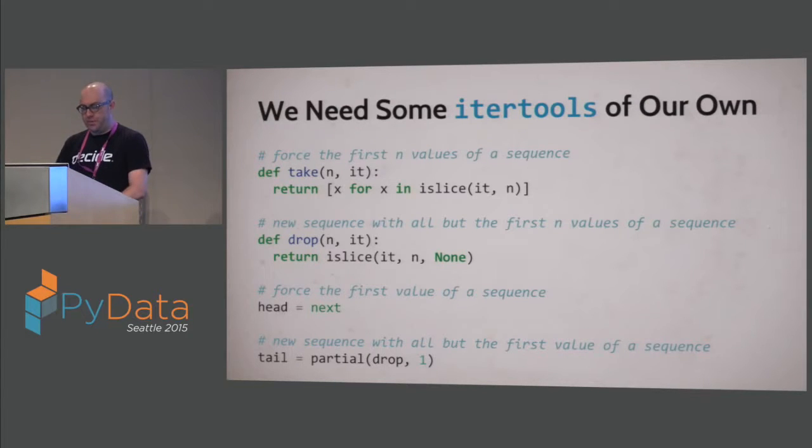We'll want to be able to look at the first value of a sequence. In Haskell, that's called head. Here, it's just the same thing as our next function, so we can just do it that way. And tail, we'll just want to drop off the first element and return the rest of the sequence. Here, we can do partial function application. That's just, I want to drop the first element. So here's an example of using partial.